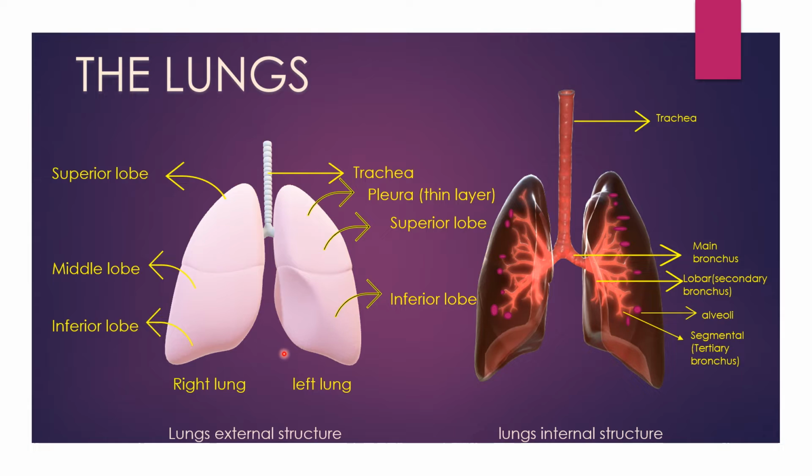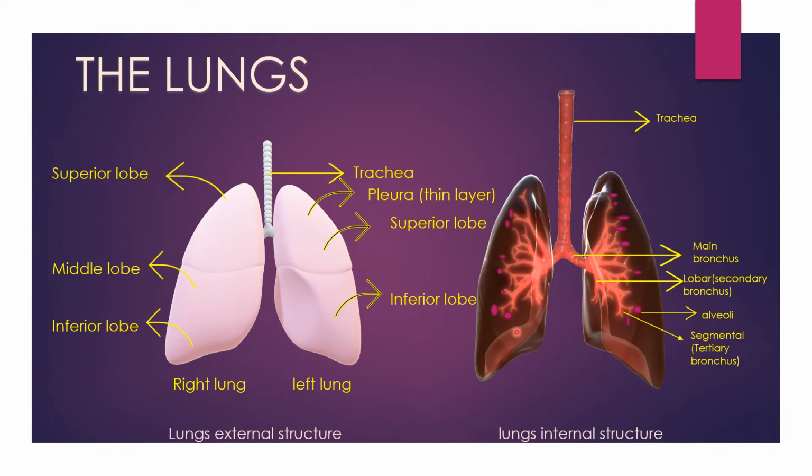And one more thing, these both lungs are covered with a very thin layer that is called pleura. The main function of pleura is to produce pleural fluid. It helps the lungs to slip smoothly and helps them expand and contract. Now we'll discuss the internal structure.